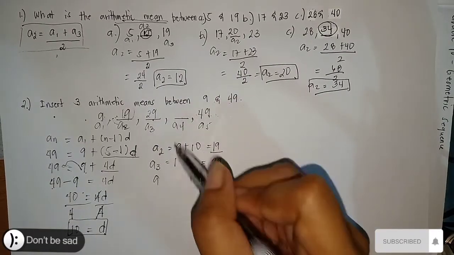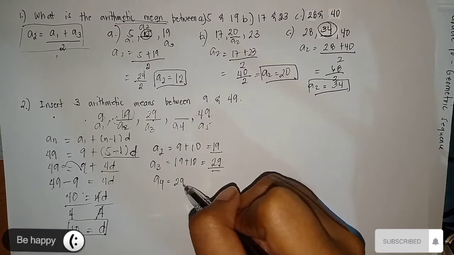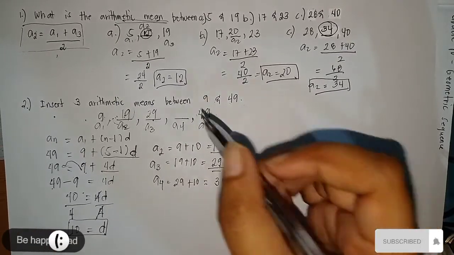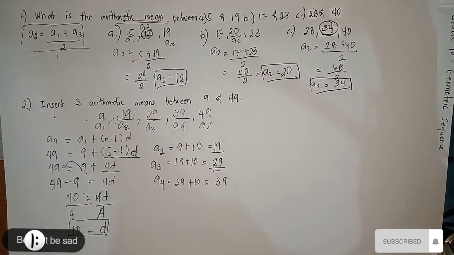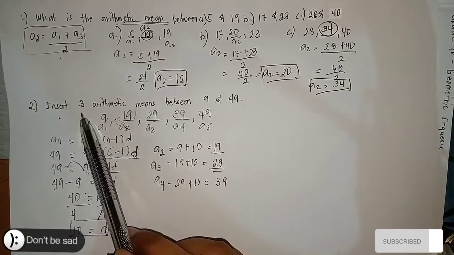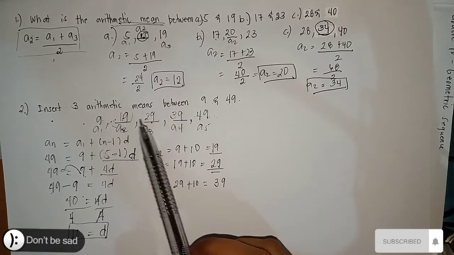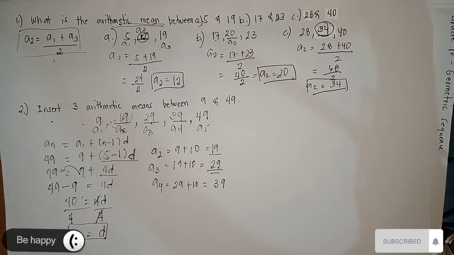Okay? And then, our a sub 4, ito naman ang gagamitin natin. 29 plus 10, that is 39. Okay? Therefore, the three arithmetic means between 9 and 49 are 19, 29, and 39. Ganun lang siya kasimple, mga bunso.